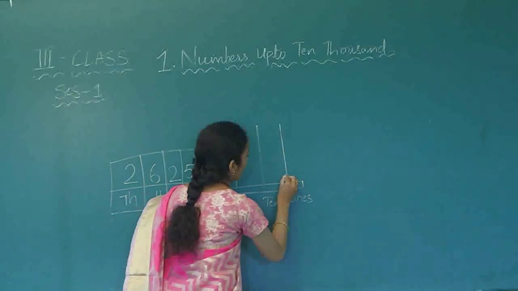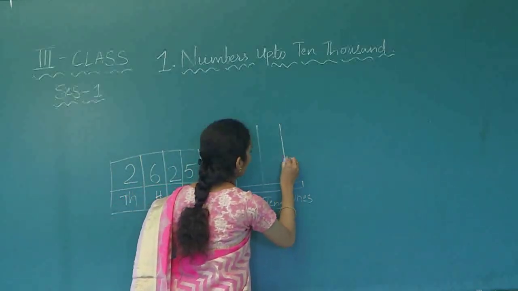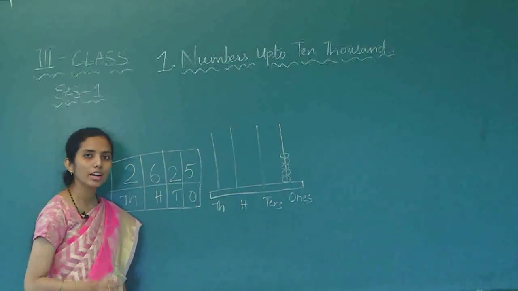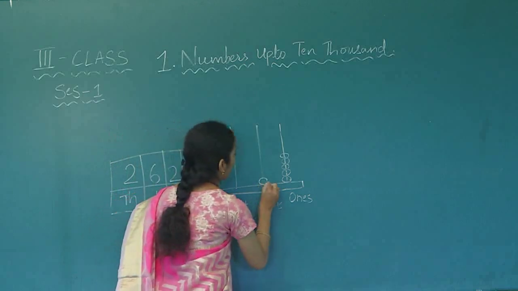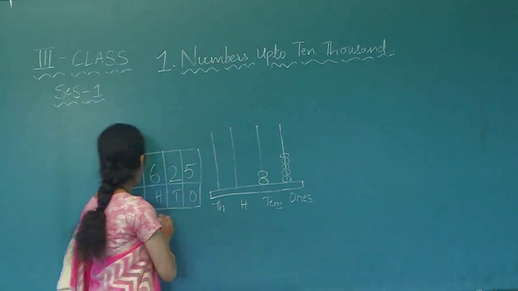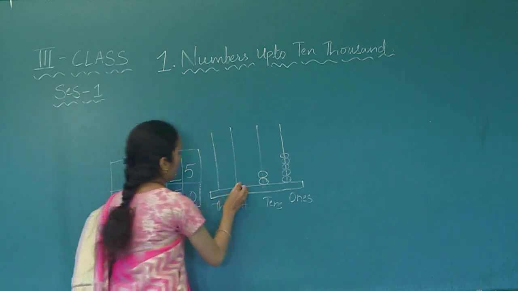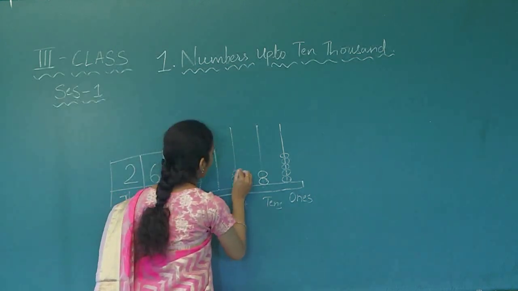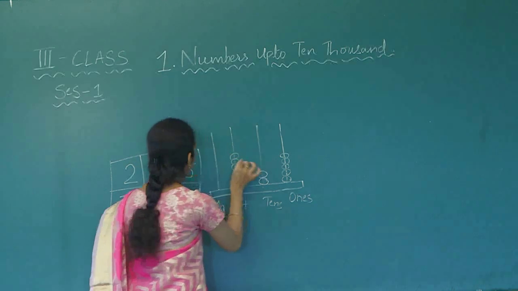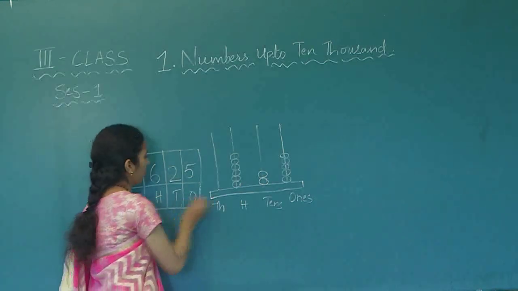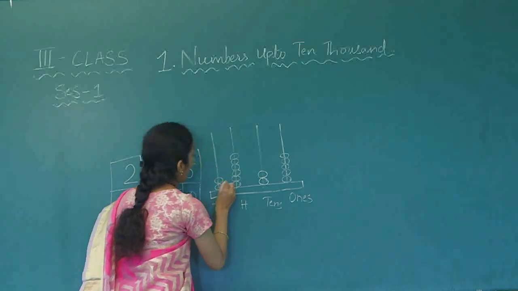So 1, 2, 3, 4, 5. And in tens place, what is the digit there? 2. So represent with 2 beads. And in hundreds place, what is the digit there? 6. So 1, 2, 3, 4, 5, 6. And in thousands place, what is the digit given? 2. So 1 and 2.